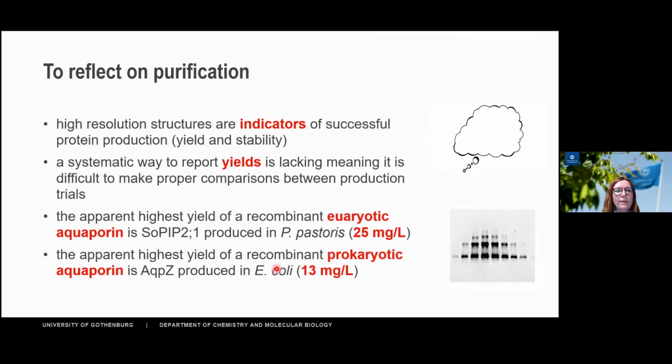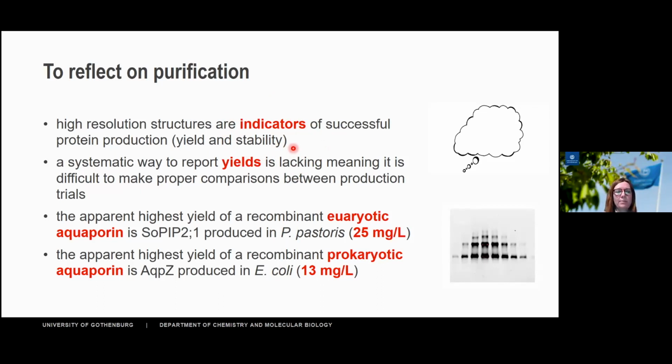So if we reflect a little bit on the purification, as we've heard here and also from Ross and others, we use these high resolution structures as indicators of successful protein production. And this is very much because we get a good yield. I mean, we need to have a good yield to continue with crystallization efforts or other methods. And it's also a good indicator of stability if we can work with structural analysis.